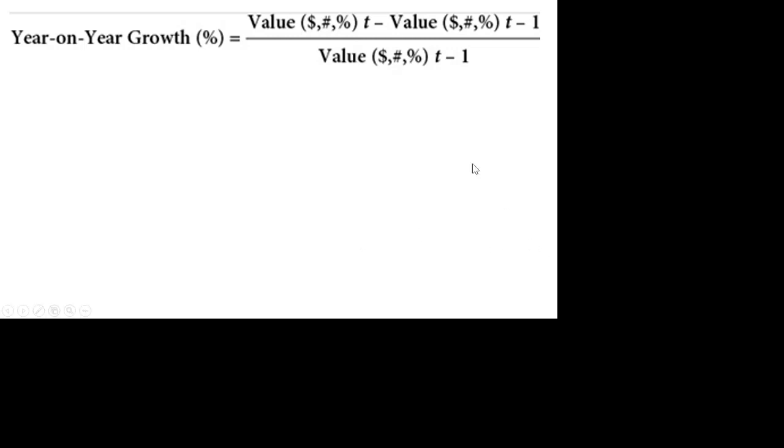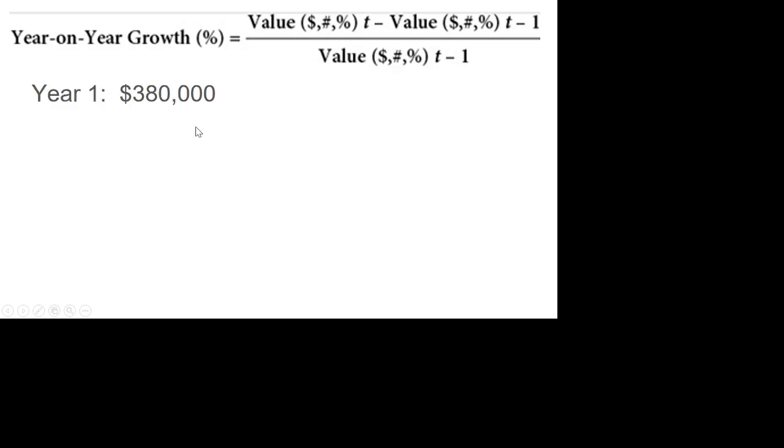So this is the formula. It looks nasty, but it's not. This in the brackets, just in the parentheses, just means you can specify this in terms of dollars, units, or percentage, okay? So this is the value in the current period. This is the value in the previous period. Divide that by the previous period. Easy way to think of this is new minus old divided by old. New minus old divided by old.